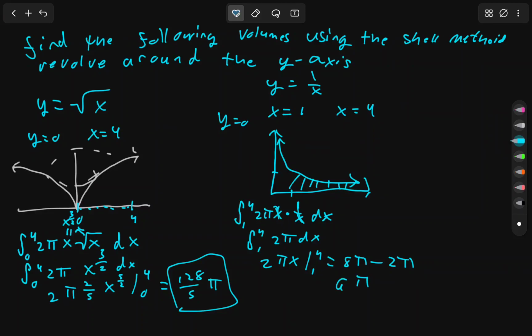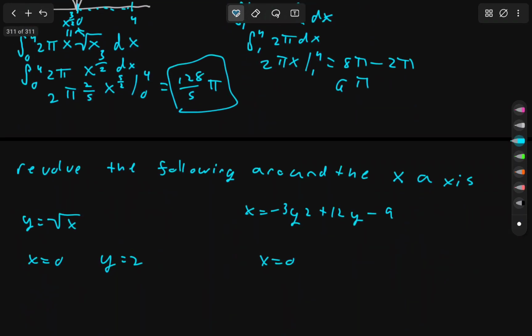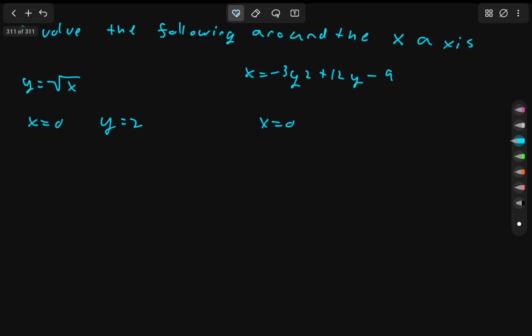for revolving this around the y-axis using the disk method. Or sorry, not the disk method, the shell method. So now we just want to revolve the following curves around the x-axis.